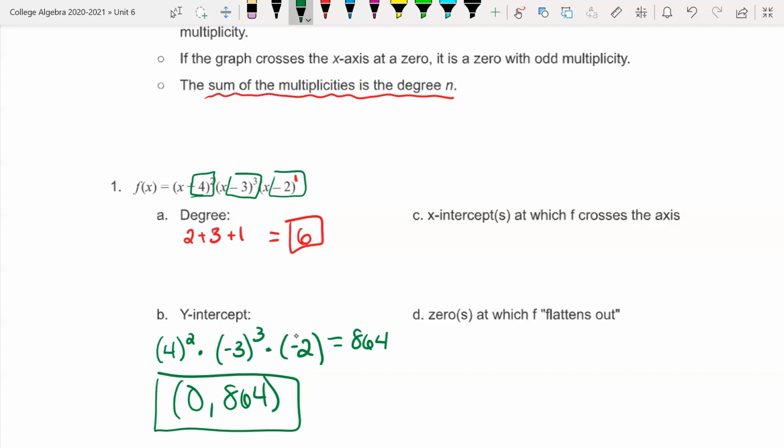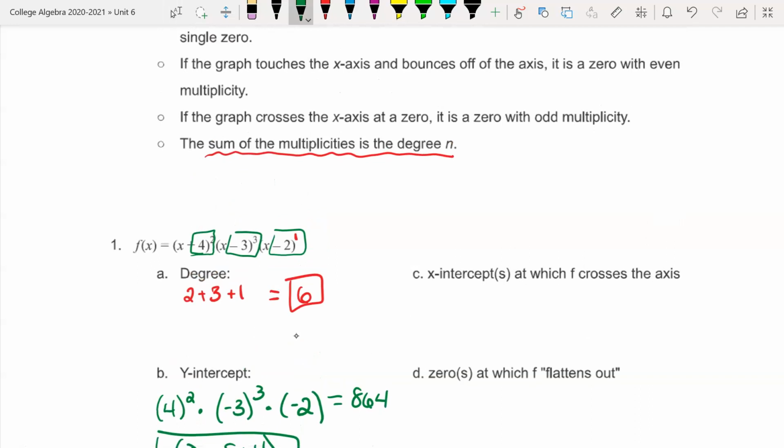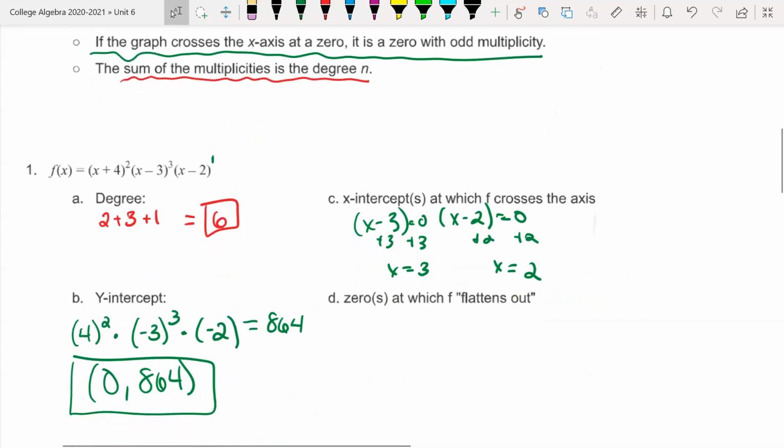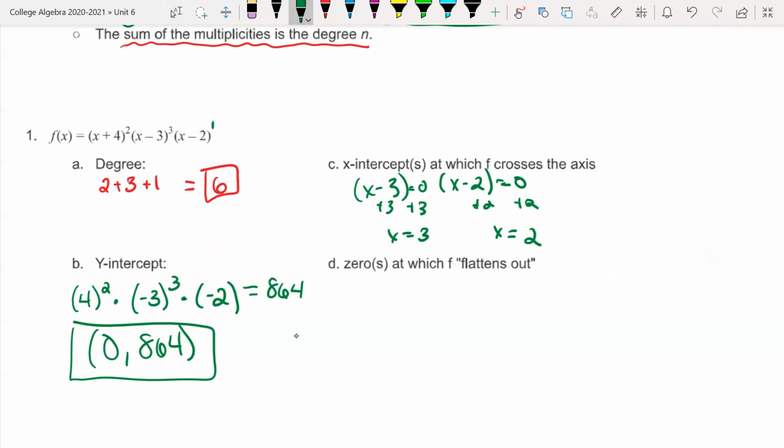Now, the x-intercepts at which f crosses the axis, and it tells you right here, if it crosses the x-axis, it's an odd multiplicity. So I'm just looking for any odd exponents. Well, 1 counts as an odd number, so I'm going to use this x minus 3 and x minus 2, and I set them equal to 0. So I'm going to add 3, I'm going to add 2. So I get x equals 3 and x equals 2. All right. So our odd x-intercepts would be (3, 0) and (2, 0).